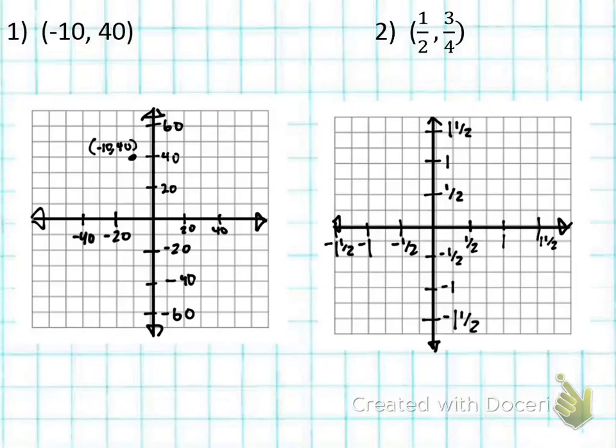Okay, now I'm all set up, right? So now I just go to my coordinates. It says the first number is 1/2. Starting at the origin, I'm going to go positive 1/2 on the x-axis. And the next number is 3/4. So from here, it's positive 3/4. So I'm going to go up 1, 2, 3/4. There should be a point right there.